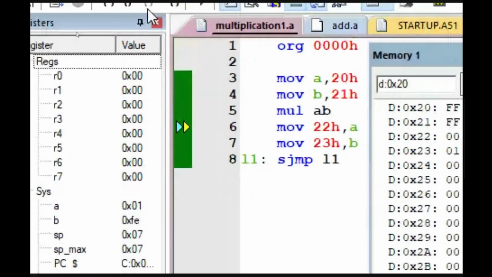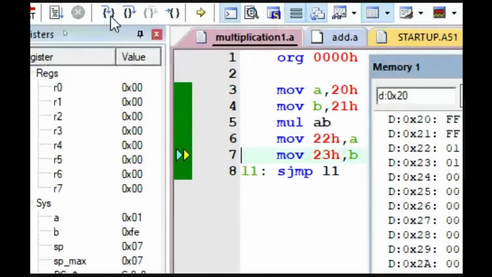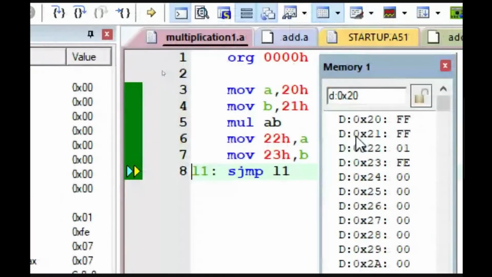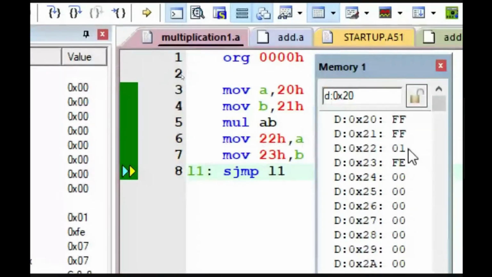Now the content of A is moved to the 22nd memory location. Content of B is moved to the 23rd memory location. FE01 is the answer. What is FE01? 65,025 in decimal. Maximum this much is possible, right? 255 into 255, 65,025. Yes, we are getting the answer, 65,025. So like this, we can do the single byte multiplication.